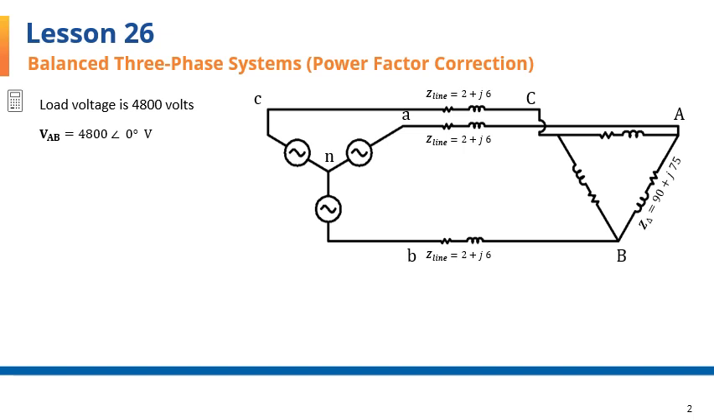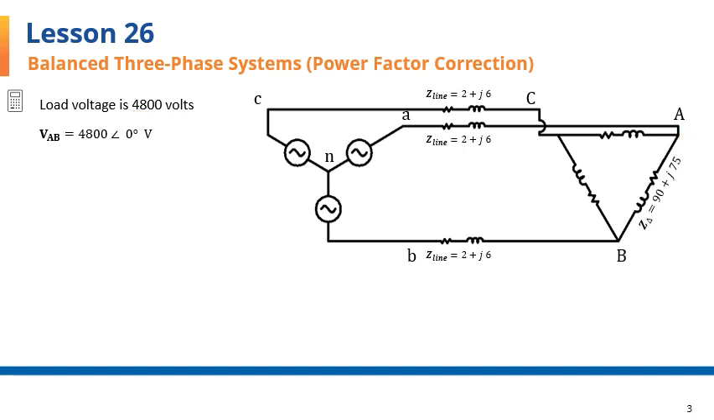Here is the circuit of lesson 25B. The circuit impedances are given. The load impedance is given for one of the three delta loads, and the other two will be identical. Line-to-line voltage of the load is given as 4800 volts. I have assigned this voltage to VAB of the load as our reference voltage between these 2 points.